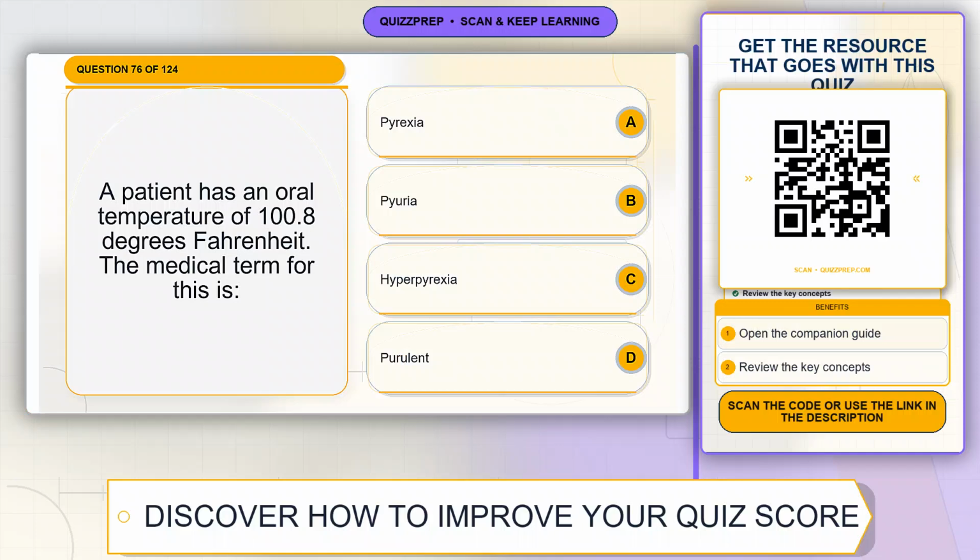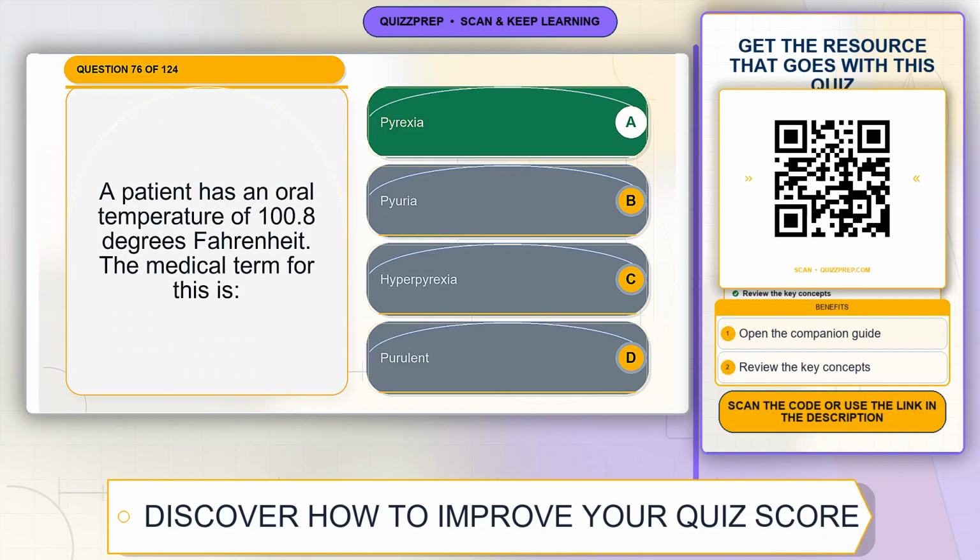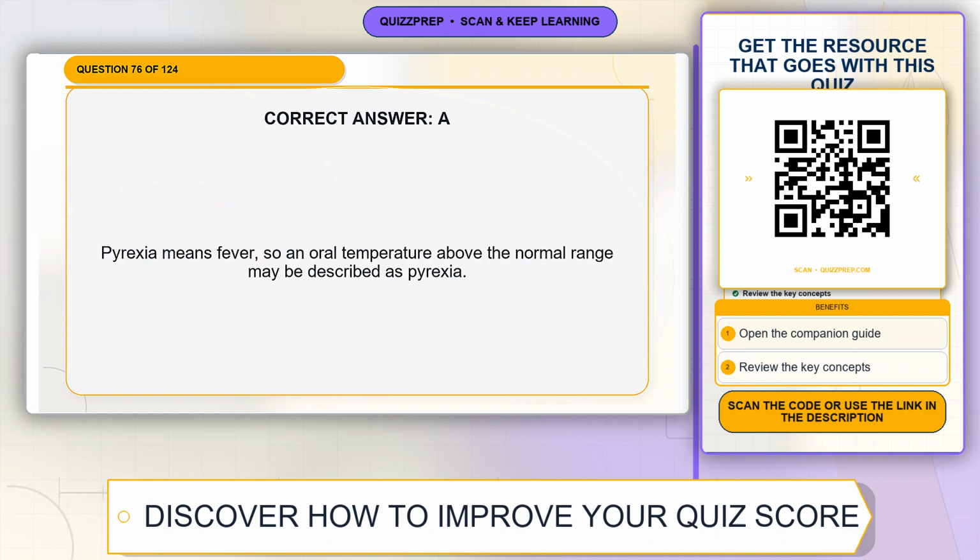Question 76. A patient has an oral temperature of 100.8 degrees Fahrenheit. The medical term for this is: Option A, pyrexia. Option B, pyuria. Option C, hyperpyrexia. Option D, purulent. The correct answer is option A, pyrexia. Explanation. Pyrexia means fever, so an oral temperature above the normal range may be described as pyrexia.